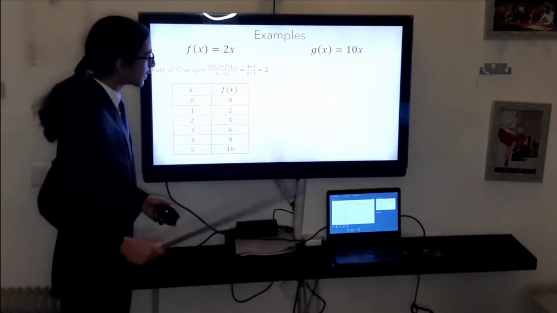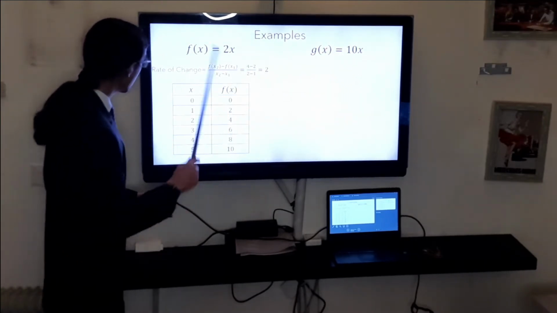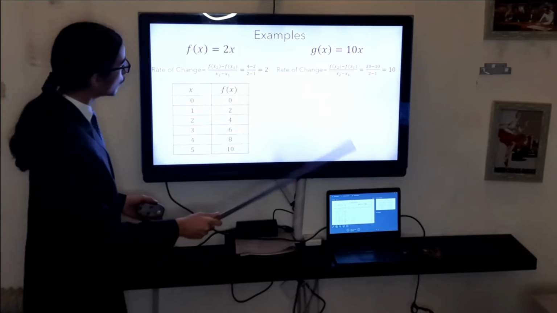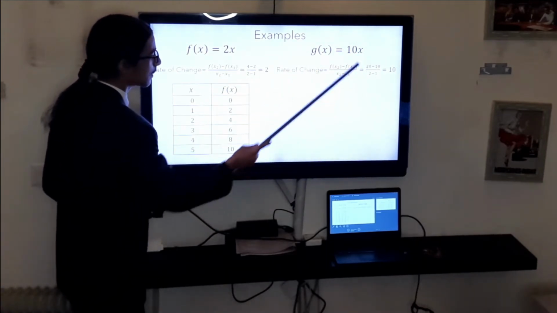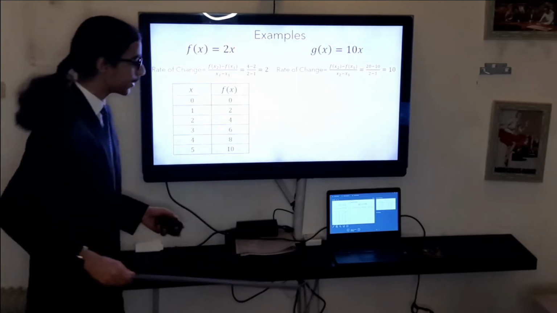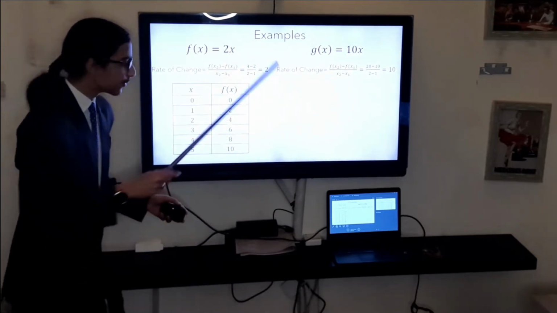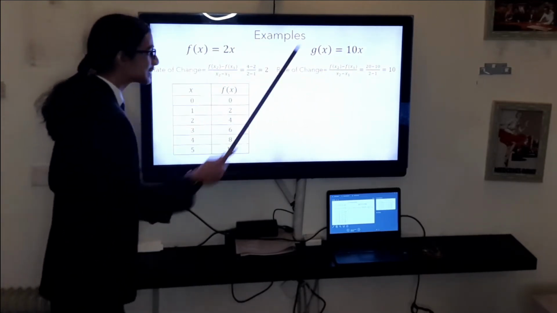Now let's have a look at g of x, because this is 10x, right? We'll apply the same formula. We'll take 2 points, once again the same 2 points, 2 and 1, right? So we get 20 minus 10 this time, upon 1, and this is 10. Now, this was 2 units per unit, this is 10 units per unit.